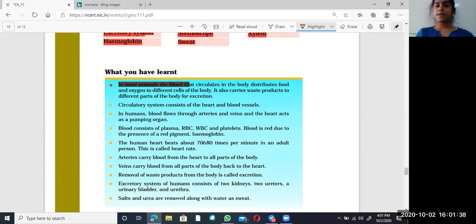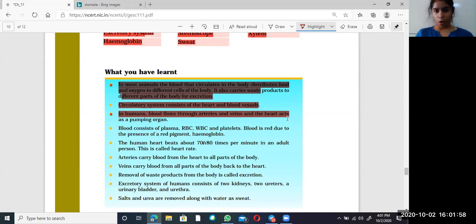In most of the animals, the blood that circulates distributes food to the other parts. It helps for excretion as well. The circulatory system consists of heart and blood vessels and the blood itself. In humans, the blood flows through arteries and veins and heart acts as the pumping organ. Blood consists of plasma, RBC, WBC, and platelets. Blood is red due to the presence of red pigment called hemoglobin. अभी हम discuss करा.